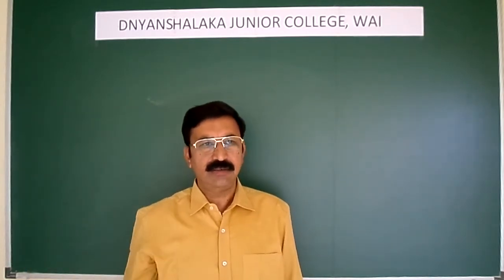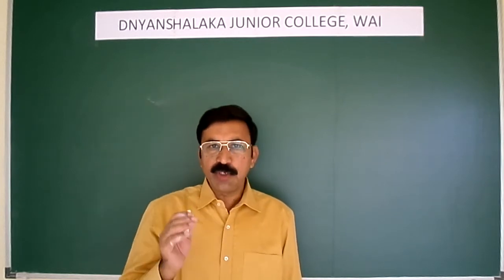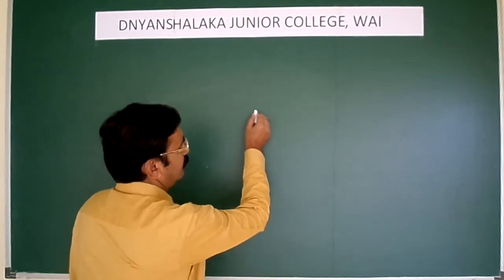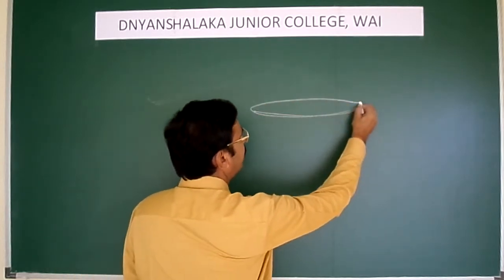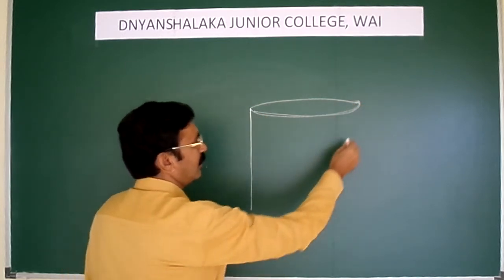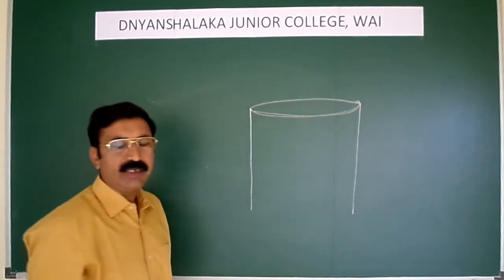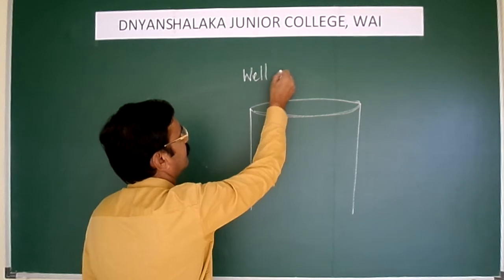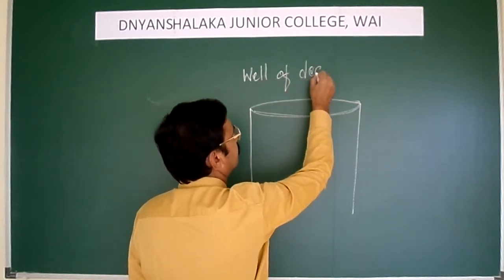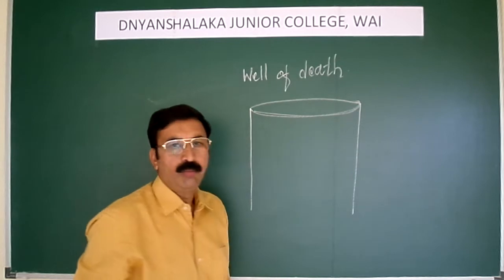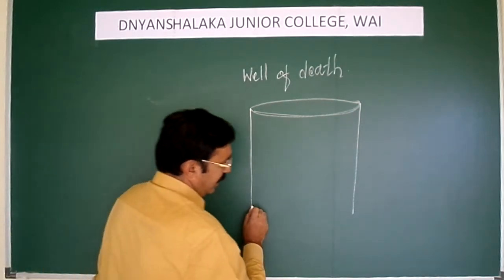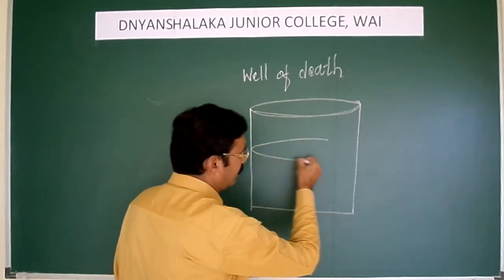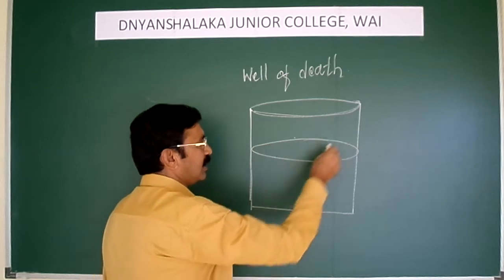We have seen in some amusement parks or in our village fair one amusement event which is called the Well of Death, Maut ka Kuwa. In this case, a motorcyclist rides his motorbike on this vertical wall.